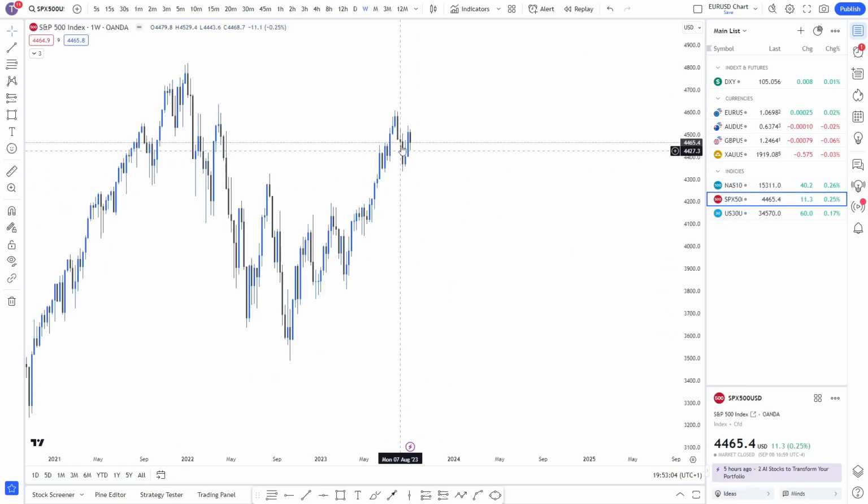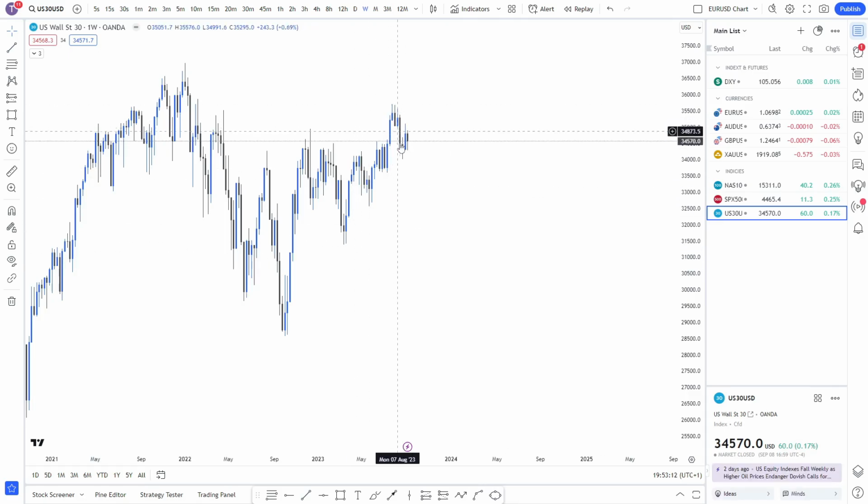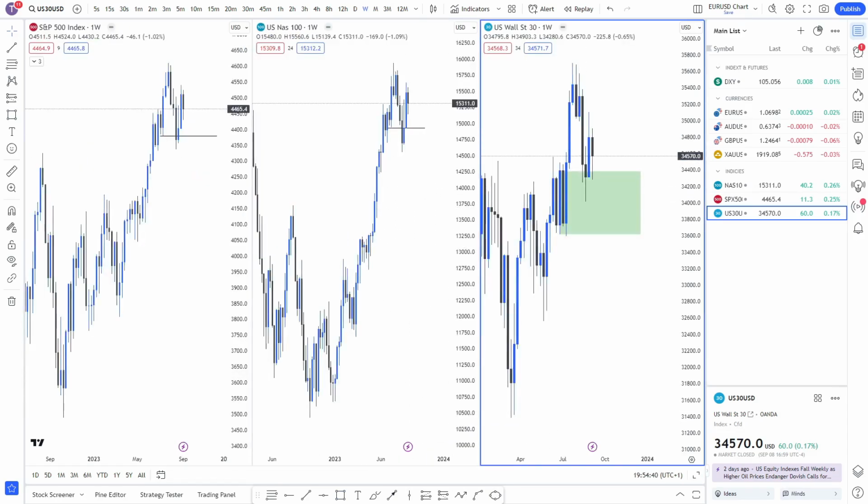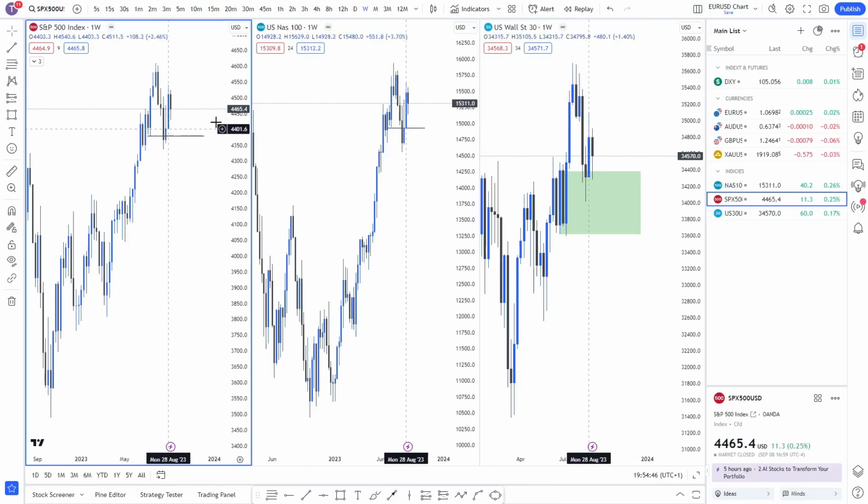When I look at S&P, I can notice the exact same thing. Liquidity has been taken right here. When I flick over to US 30, we can notice that we are working inside this area right here. Okay, so what I have done here, guys, is just change the chart layout. I've got the S&P weekly chart up here, I've got NAS up here, and I've got US 30 up here.